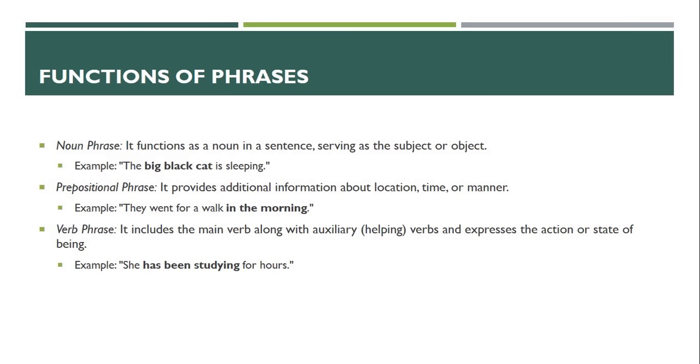At the end, we have the verb phrase. It includes the main verb along with auxiliary verbs, also known as helping verbs, and expresses the action or state of being. Example of a verb phrase: she has been studying for hours. Here has been studying is the verb phrase. So these are the functions of phrases: noun phrase, prepositional phrase, and verb phrase.